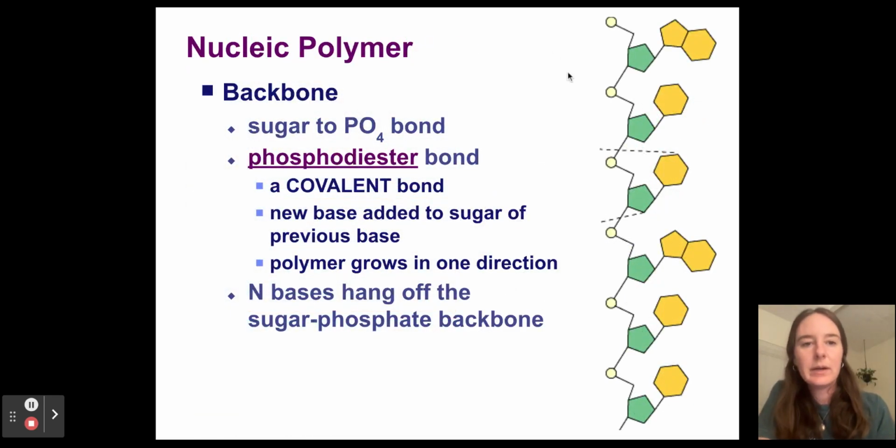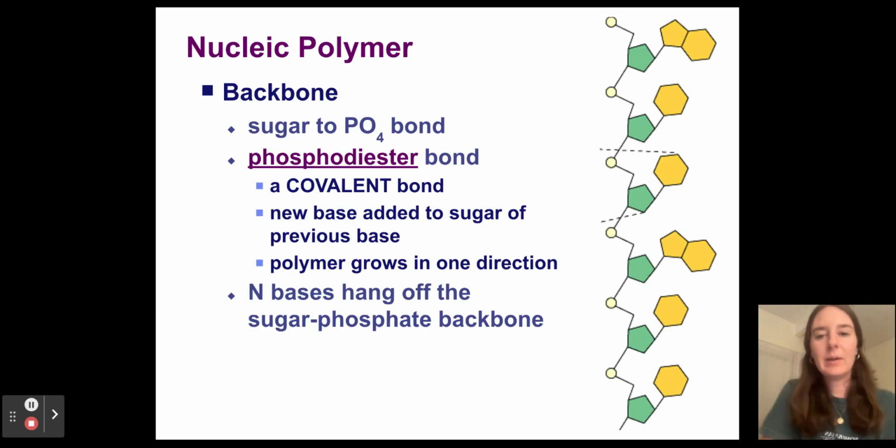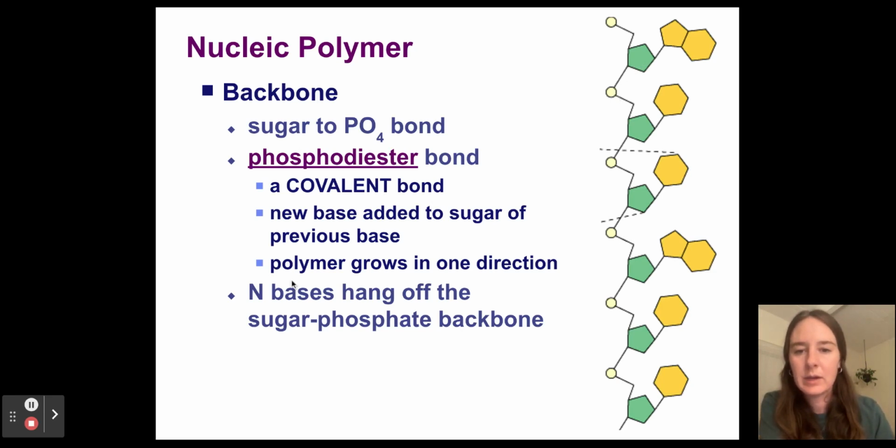All right, so when we're talking about this polymer here, this long chain of monomers, remember we have the phosphate, the sugar, and the base. Here is our purine, here's our pyrimidine. Notice that there is a covalent bond between our sugar and our phosphate group. It's called a phosphodiester bond, but that's just a fancy word for the special covalent bond that's found between the sugar and the phosphate group.